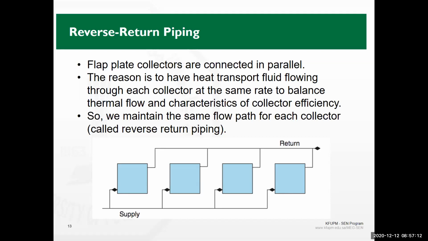The flat plate collectors are connected normally in parallel. Why? Because we need to have the heat transfer fluid flowing through each collector at the same rate. We're talking about a balanced thermal flow and characteristics for every collector. Each collector should have basically the same efficiency, so we can talk about the same efficiency value for the whole system that we have. So we maintain the same flow path in each collector, same length, definitely same materials.